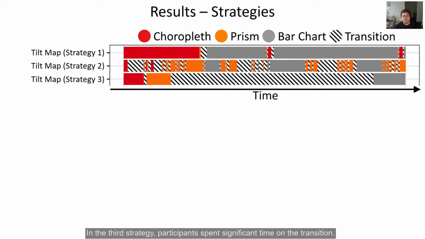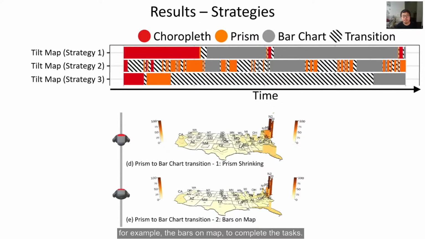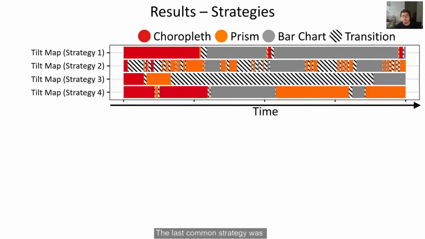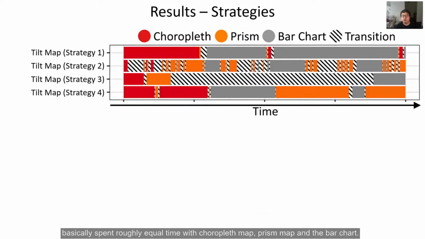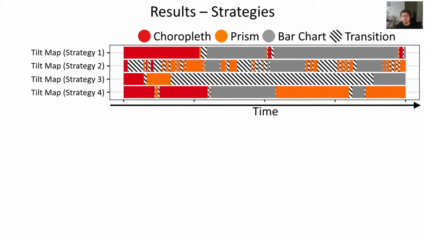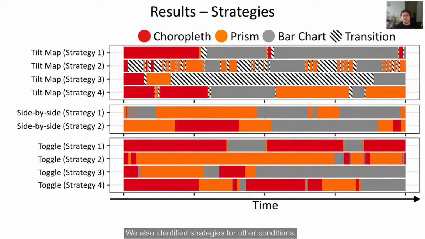In the third strategy, participants spend significant time on the transition. It seems some participants relied on intermediate views, for example, the bars on the map, to complete the tasks. The last common strategy was basically to spend roughly equal time with Carplas map, prism map, and bar chart. We also identified strategies for other conditions. Please look at our paper for details.